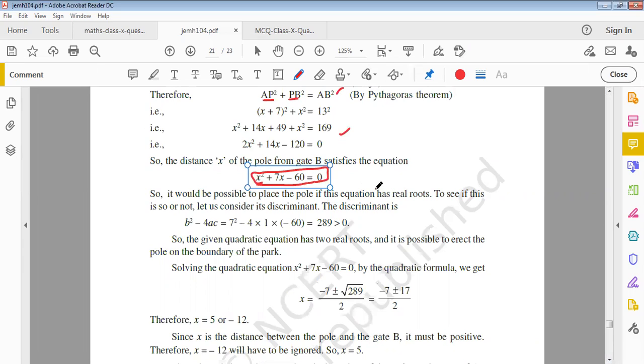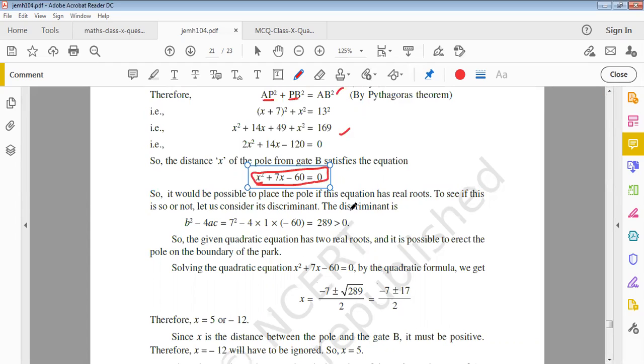Is it possible? If you forget to write that answer, yes, it is possible, or no, it is not possible, you will unnecessarily lose 1 mark. So it is compulsory: yes or no, you are supposed to write it. How to check it?